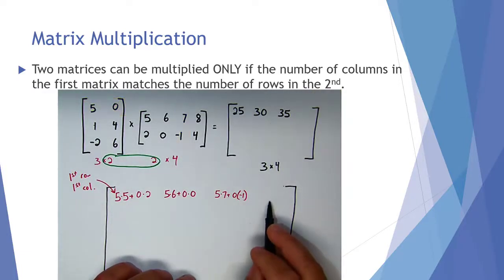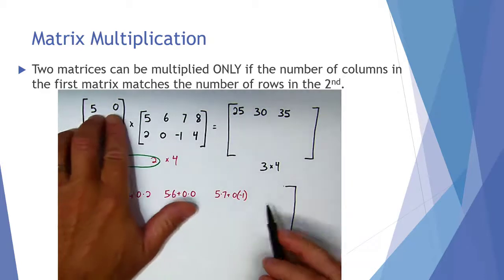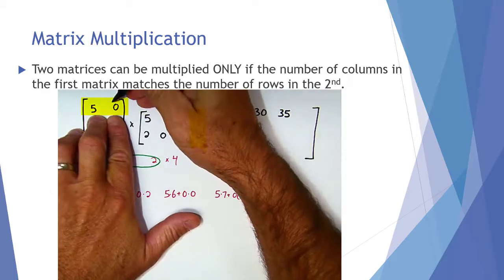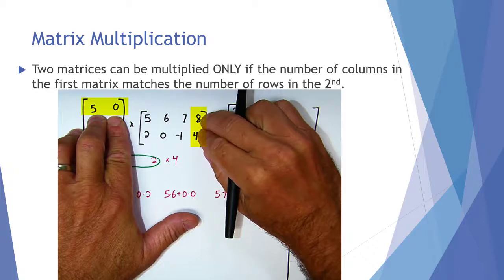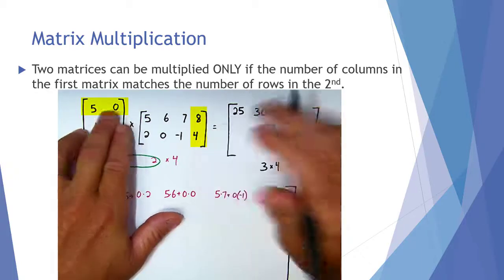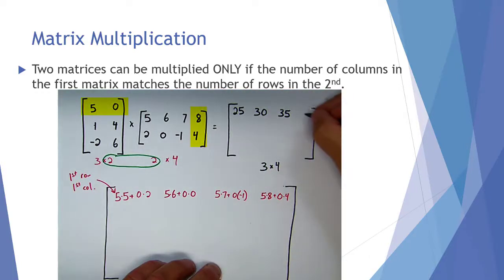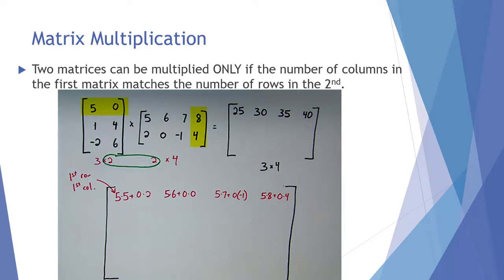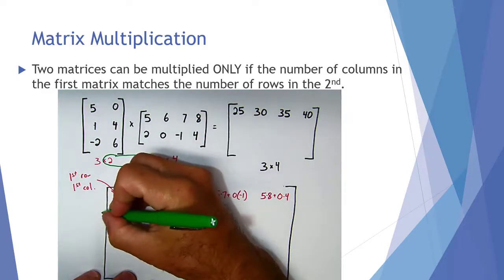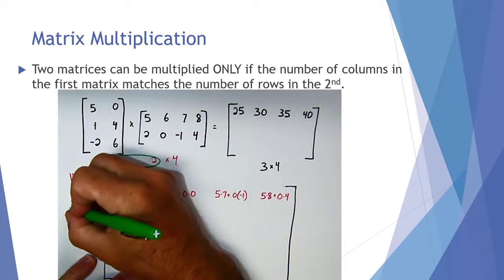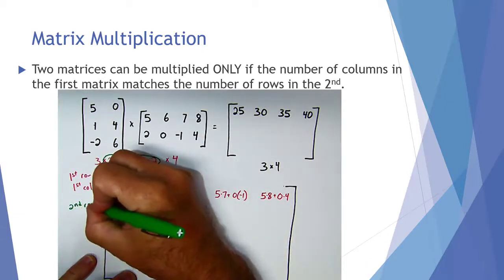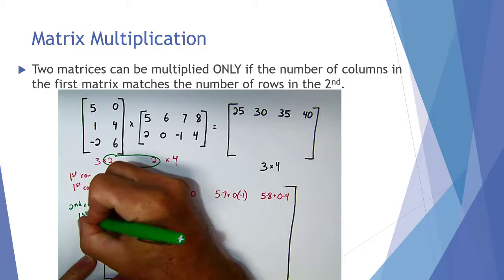And our first row, last column means I'm going to combine the first row and dot product that with the last column. So that's 5 times 8 and 0 times 4, which is, of course, 40 plus 0, which is 40. Okay, now I'm going to move on to the next row. For the next row, this spot right here, for example, I want to combine the second row, first column.